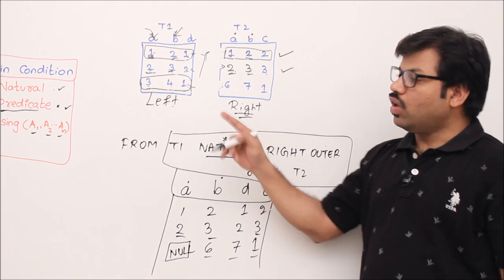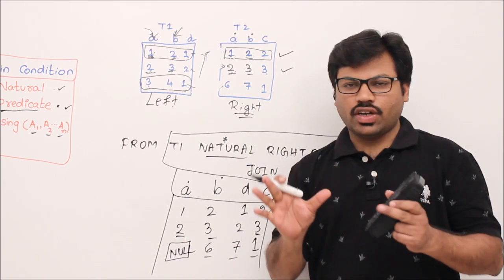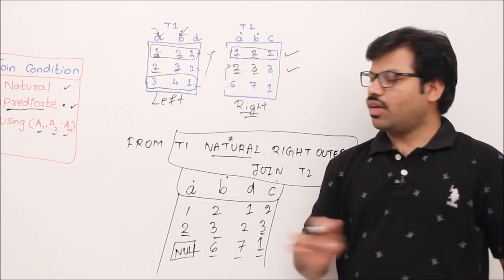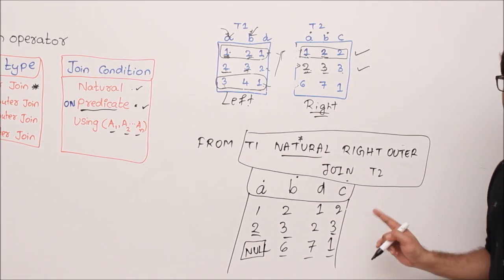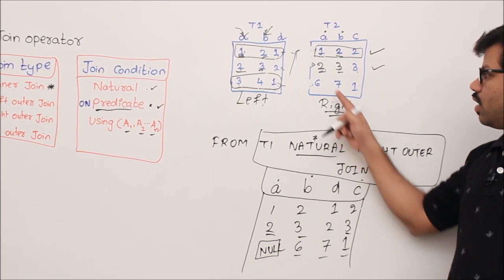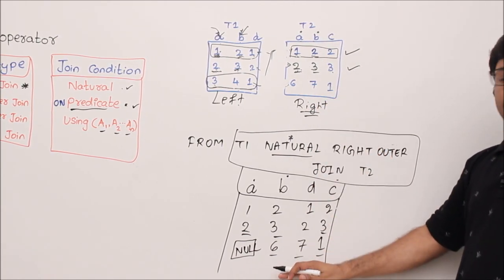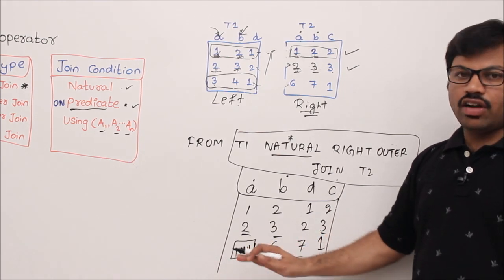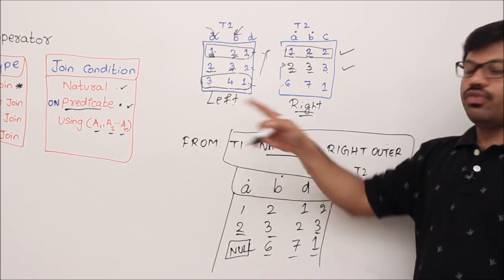Sir, what is full outer join? By this time you should understand. In full outer join, we do inner join. After that, all the tuples of left side will be written along with null values of right side table. Then all the tuples of T2, that means all the right side table's values, will be added along with null values for the left side table. That's it. We'll see one more example of full outer join.